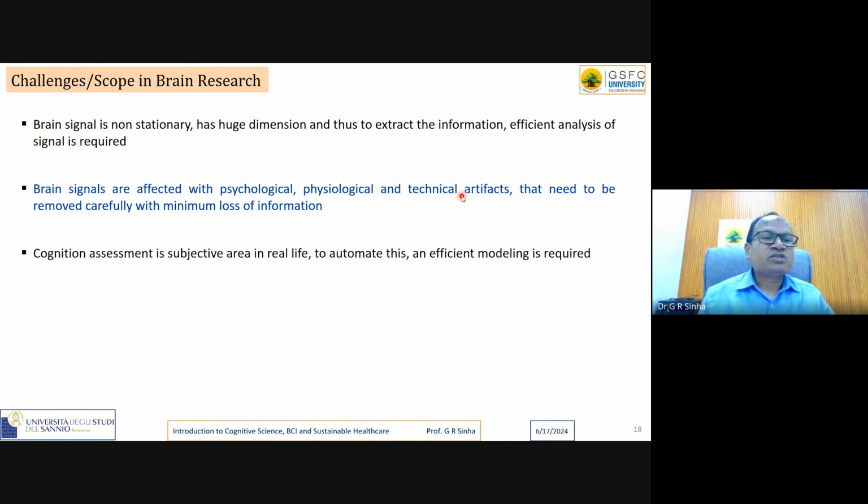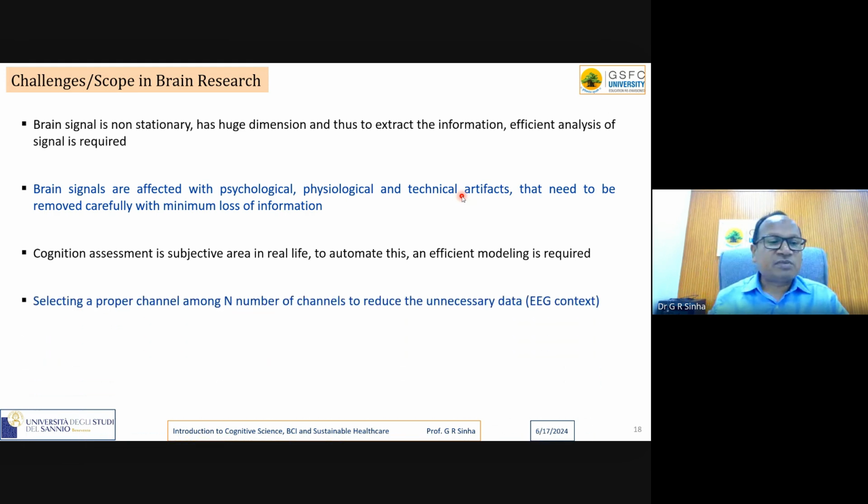All right. So cognitive assessment is a subjective area in real life. To automate this, efficient modeling is required. How much cognitive ability is there in a person? It's a subjective area. Someone can have more, someone can have less. It's fairly subjective, and therefore, in order to understand it properly, you need to use very efficient modeling concepts. Only then can you understand cognitive assessment.